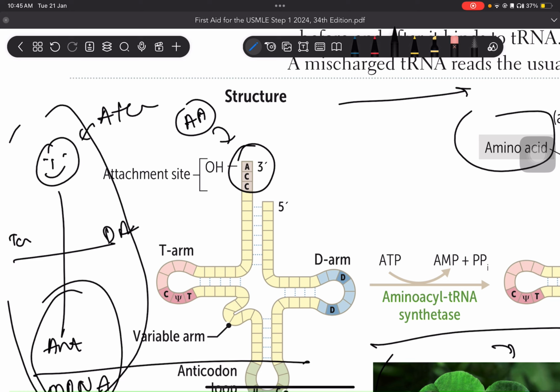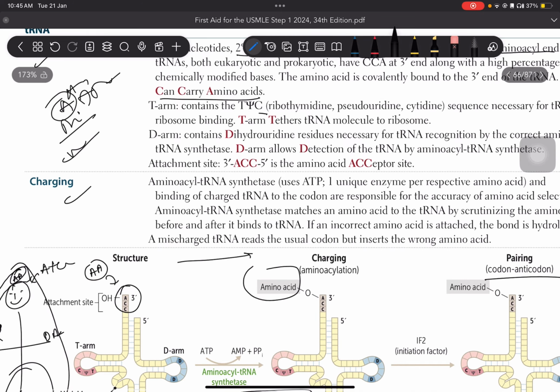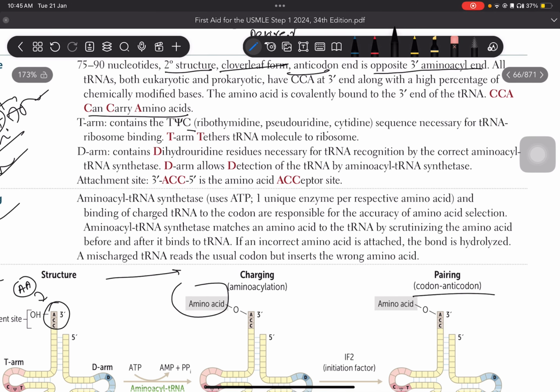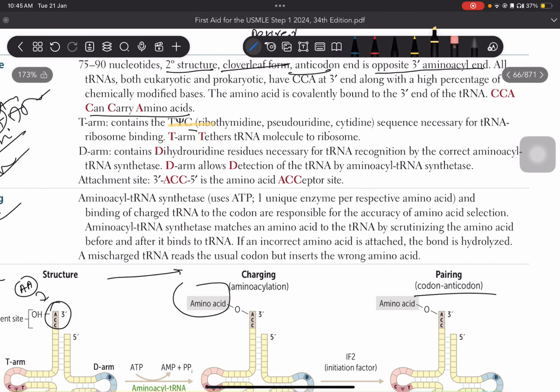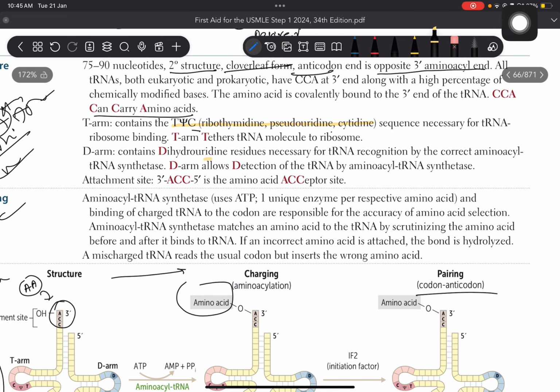See, the human being has a head, which is the attachment site. Let's put a cap on him. This is his amino acid, and this is the T-arm, which has the ribosome attachment, the D-arm, and the anticodon, and what he stands on is mRNA. Now the D-arm is an important part. The T-arm contains ribothymidine, pseudouridine, and cytidine sequence. The D-arm contains dihydrouridine residues necessary for recognition of tRNA by the correct aminoacyl-tRNA synthetase. What is this aminoacyl-tRNA synthetase? It is nothing but the enzyme which gives the amino acids to the tRNA.